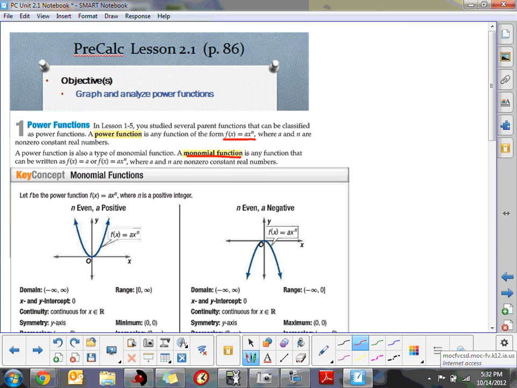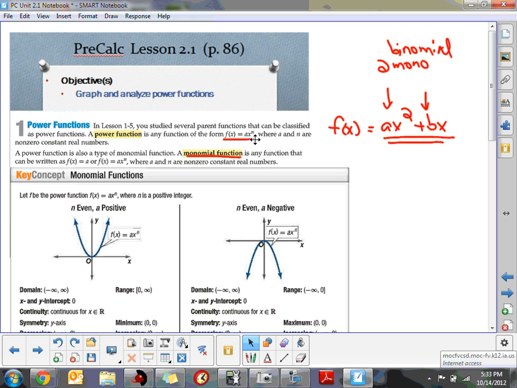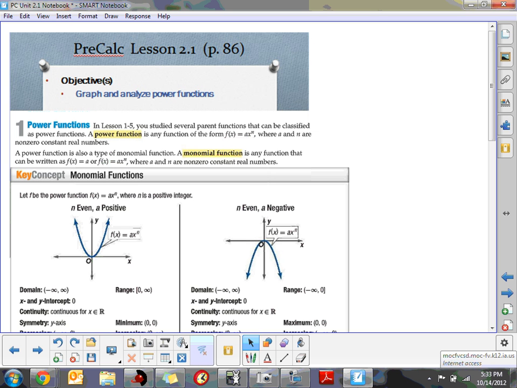And typically, just to show you an example very quickly, f of x equals ax squared plus bx is no longer a monomial because there's 1, 2. So there's two monomials. So that is called a binomial. So just a quick little glimpse of what they mean by monomial. A monomial is a single-term polynomial. Our single-term polynomial that we're looking at is any form of f of x equals a times x to the n. So monomial power functions.